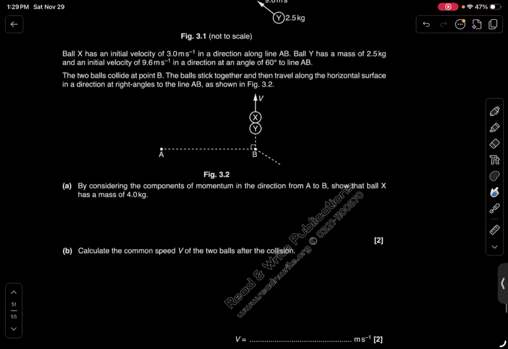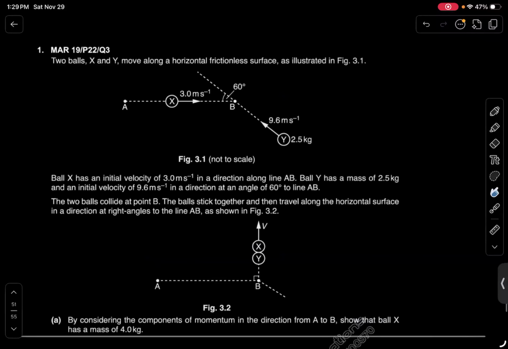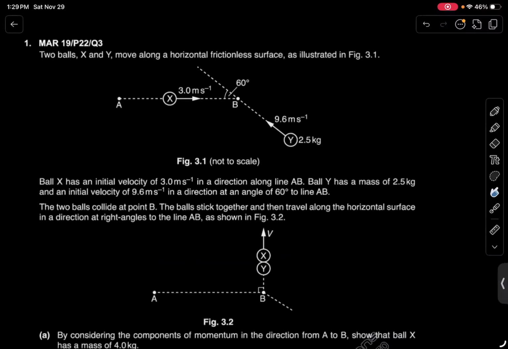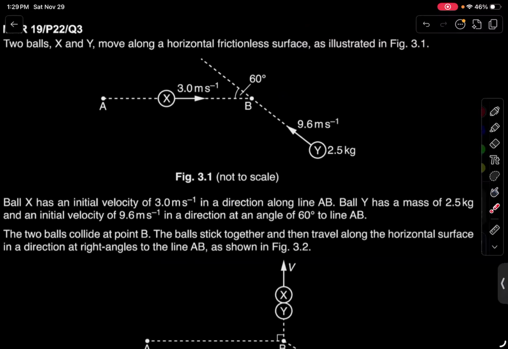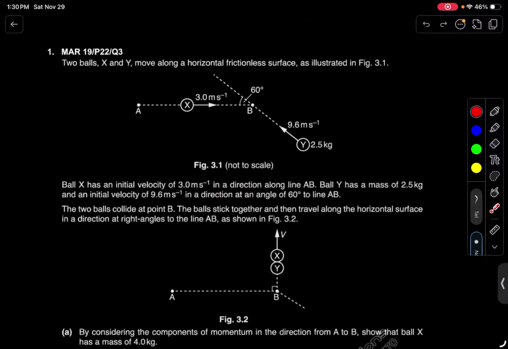Now, another question that is similar to this. Two balls, X and Y, move along a horizontal frictionless surface. Again, you're playing pool balls. X moves at a speed of 3 and they hit together at B. This angle is 60 degrees. Ball X has an initial velocity of 3 meters per second in a direction along AB. Ball Y has a mass of 2.5 kg and an initial velocity.